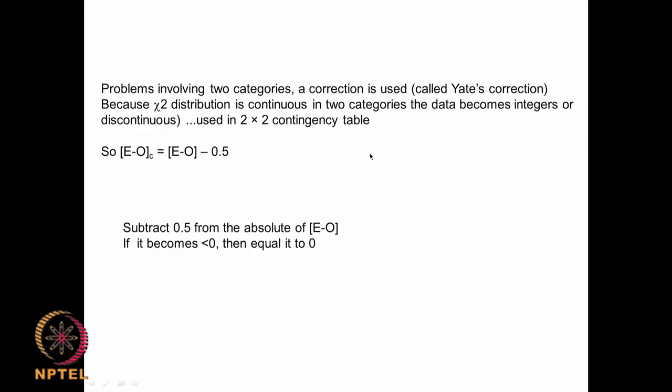Let us look at one more problem. I am trying to do as many problems as possible so that you gain a lot of confidence in organizing and solving this type of problems.